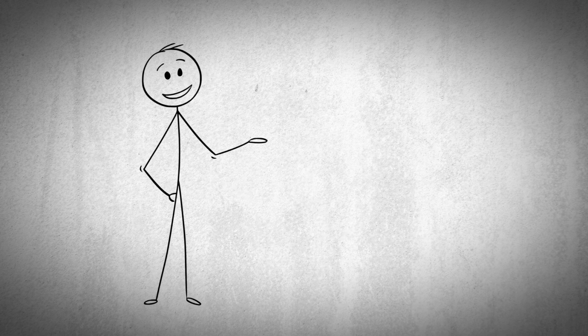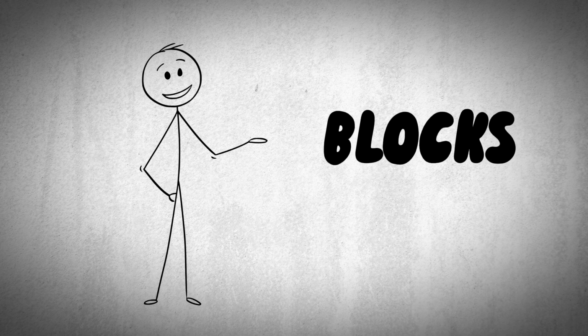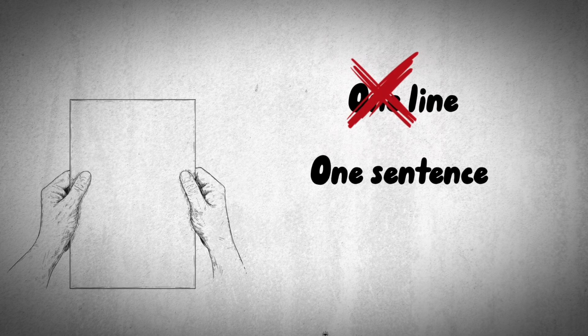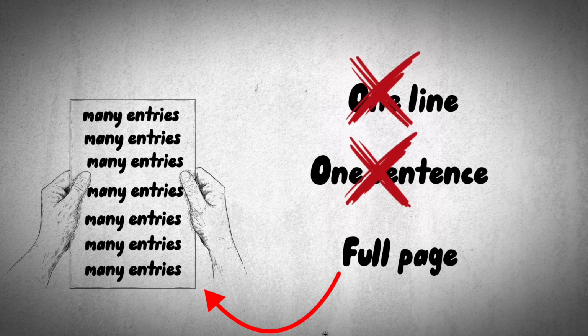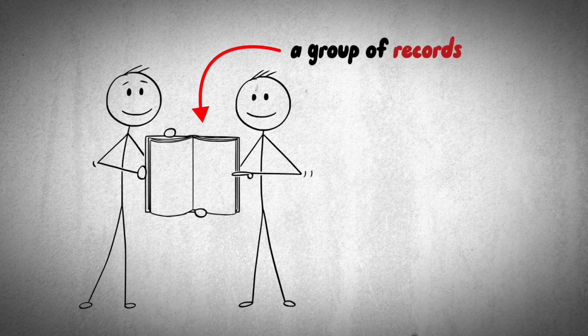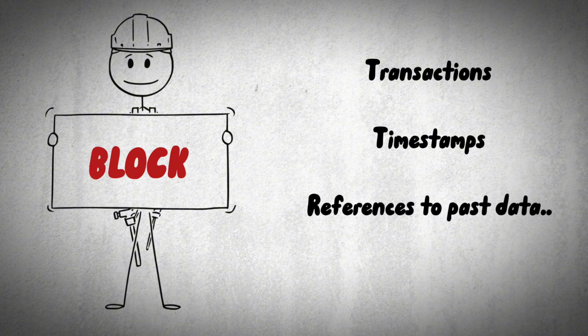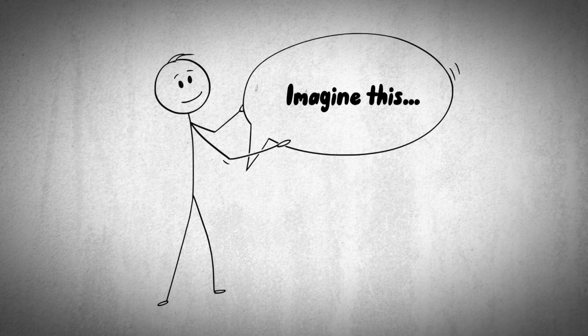Blockchain stores data in units called blocks. You can think of a block like a page in your notebook. Not one line, not one sentence, a full page with many entries on it. Each page holds a group of records. A block can contain things like transactions, timestamps, references to past data, basically anything that needs to be recorded in that system.